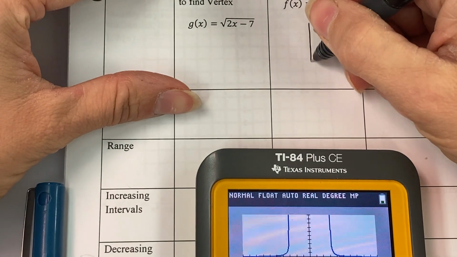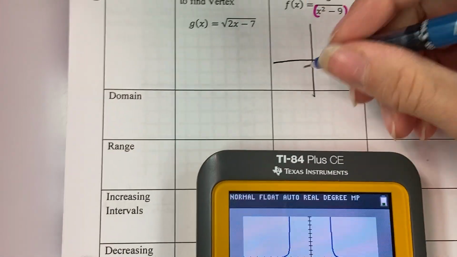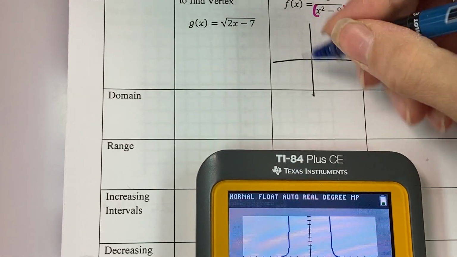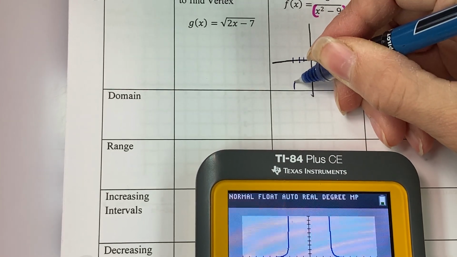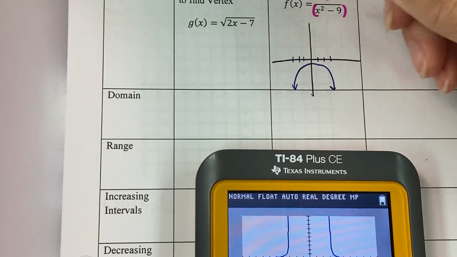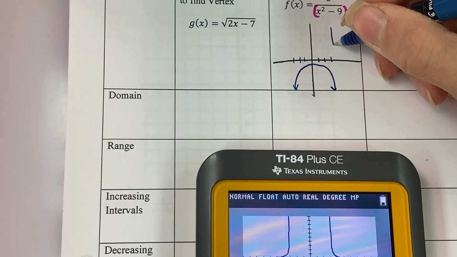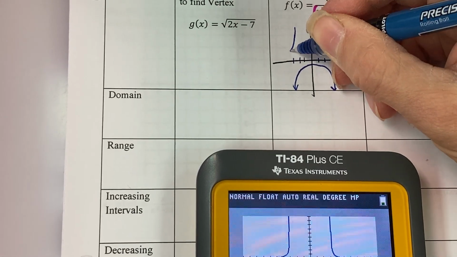So we're gonna go ahead and sketch what this graph is doing. All right, so there's my x and y axis. Here's this wide function piece. And then I've got this function piece and this function piece.